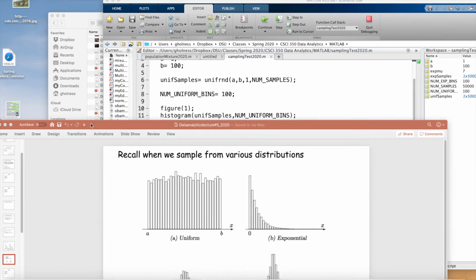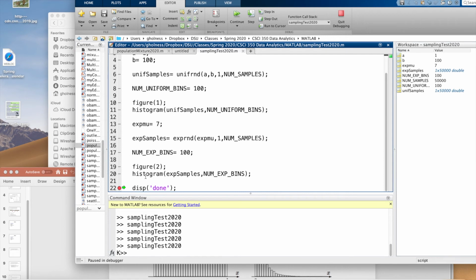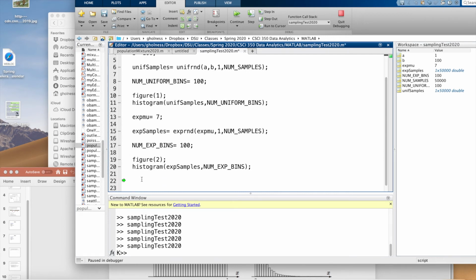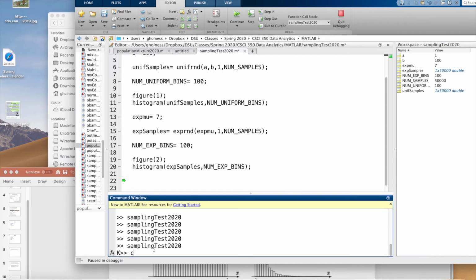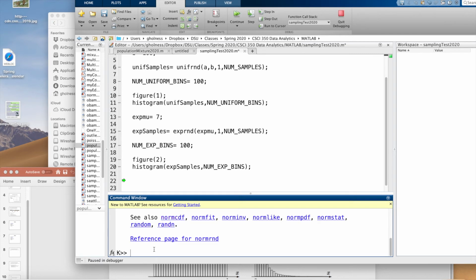Let's look at the normal distribution. And the normal distribution has two parameters, the mean mu and the variance sigma squared. But in MATLAB, in the API call, and it's really important to understand the API call, so let's type help normrnd.